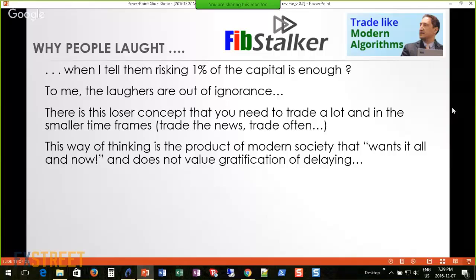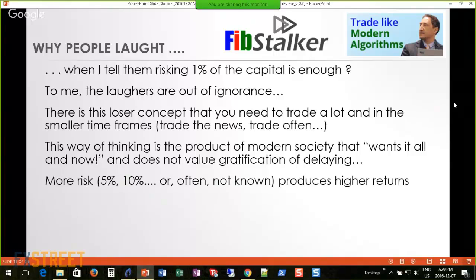And this way of thinking is not only the product of the industry, the marketing, but it's also the product of a modern society that wants it all and now, and does not value the importance of the gratification of delaying. Now, of course, you can always add more risk. So a lot of people come to me and say, well, this is my risk capital. I'm not going to risk 1%, I'm going to risk 5%. Fine, provided you know what you're doing. Some people risk 10%. Well, be careful now, because one big event can really start wiping you out. Think of the U.S.